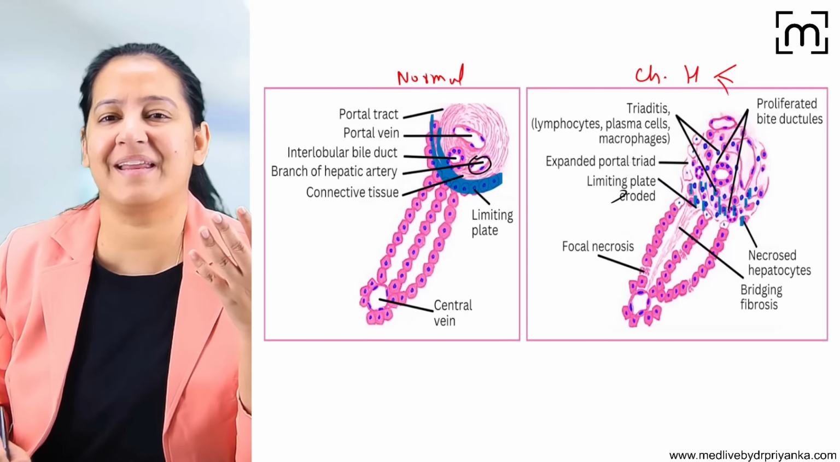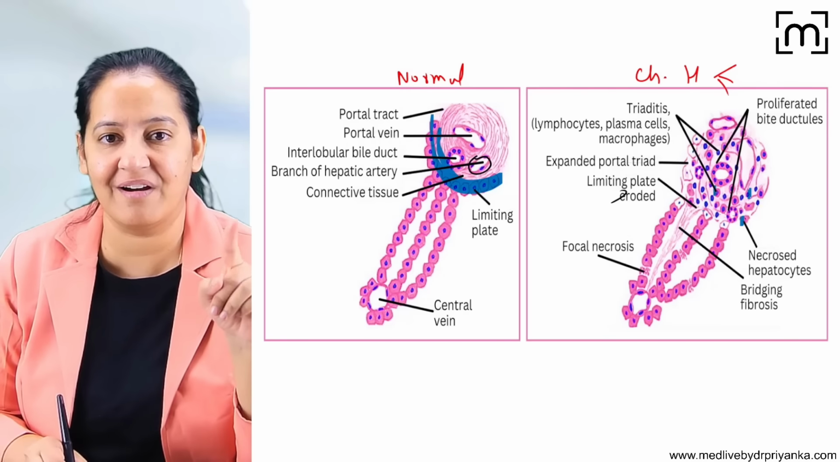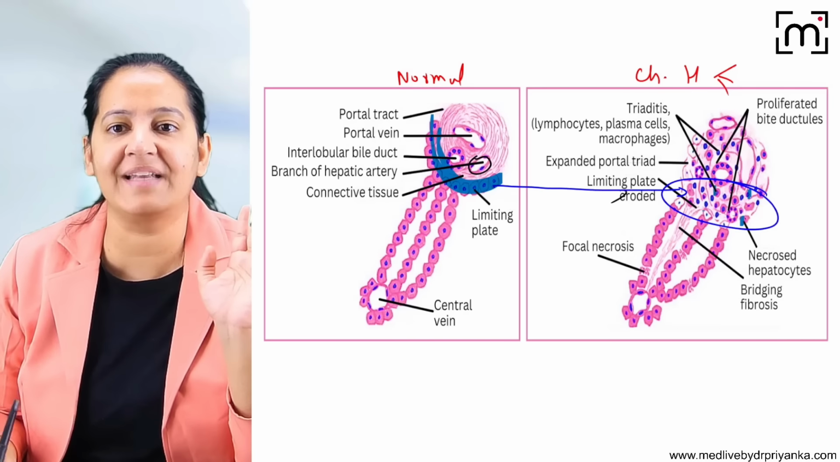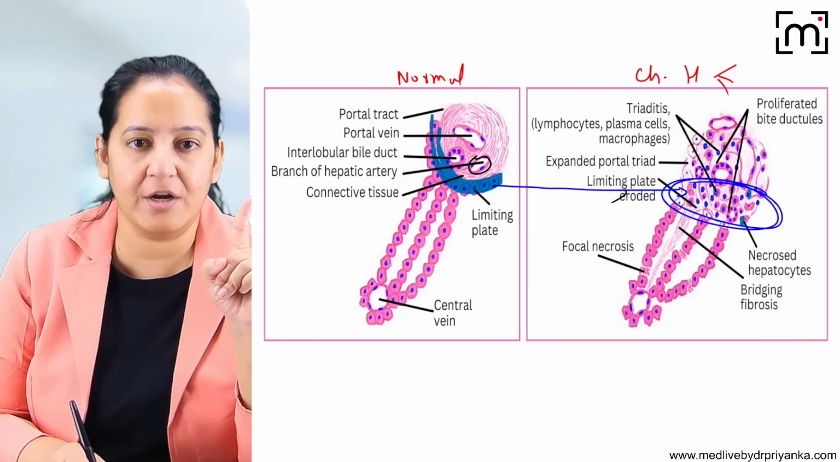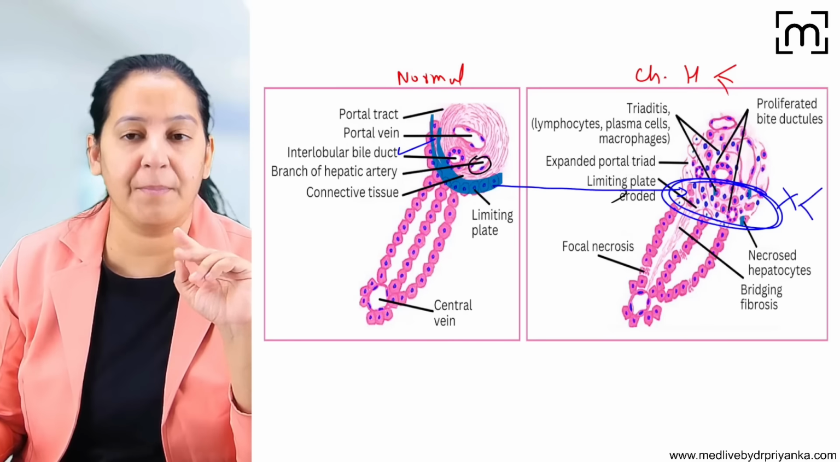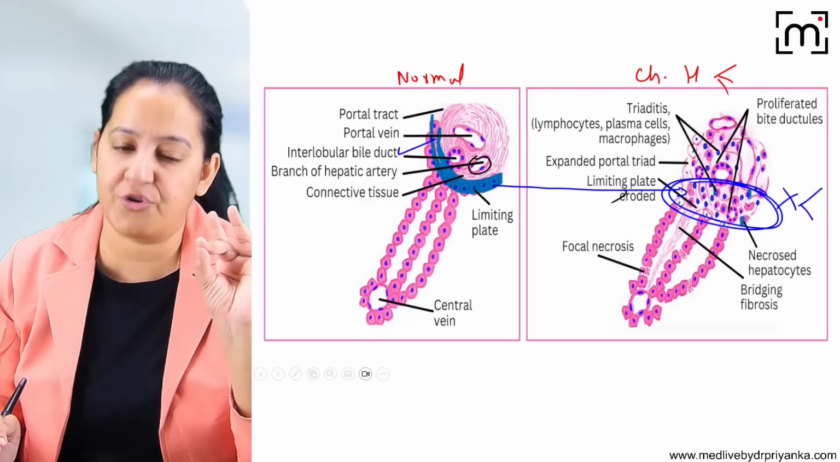Okay, so the words are catchy. The meaning is very simple, but the words are catchy. What are the 2 catchy words we have learned here? Piecemeal necrosis and interface hepatitis occur at the limiting plate. So here I can see a normal limiting plate, but here I can't see the normal limiting plate. Instead of that, I can see 2 things. Number 1, piecemeal necrosis, it is gone. And instead of that, there are lymphocytes, that is interface hepatitis.